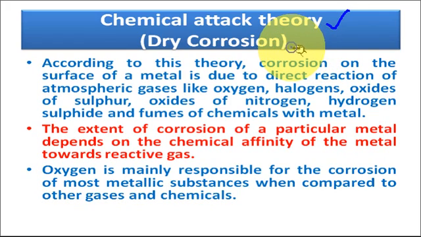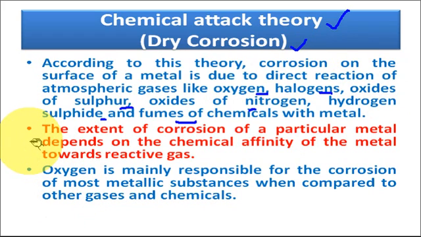That is why it is also called dry corrosion. According to this theory, corrosion on the surface of metal is due to direct reaction of atmospheric gases like oxygen, halogen, oxides of sulfur, oxides of nitrogen, hydrogen sulfide and fumes of chemicals with the metal. That means, according to this theory, in absence of moisture also, some gases can directly attack the metal surface, and hence in presence of these types of gases, metal gets corroded.